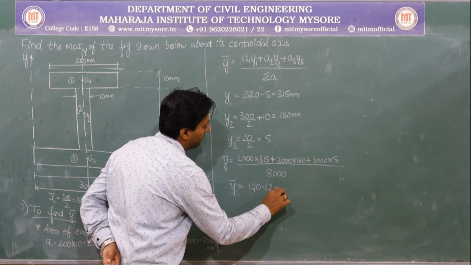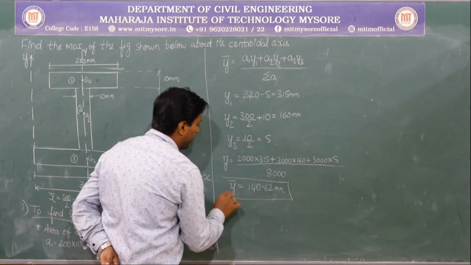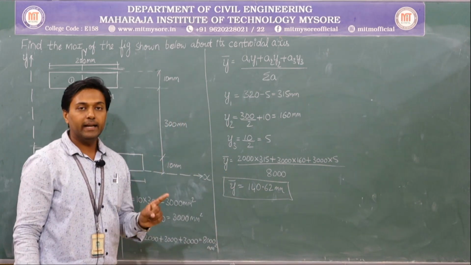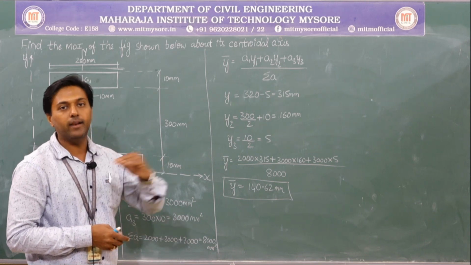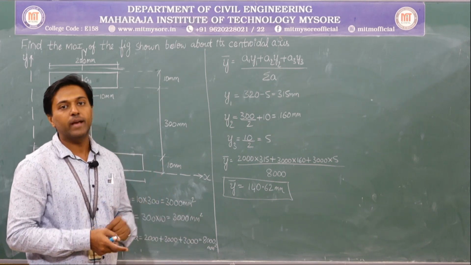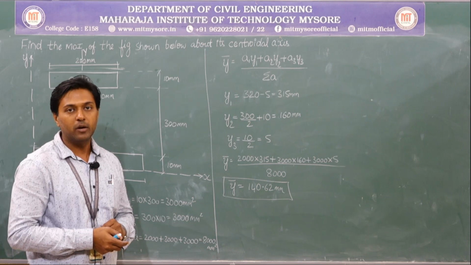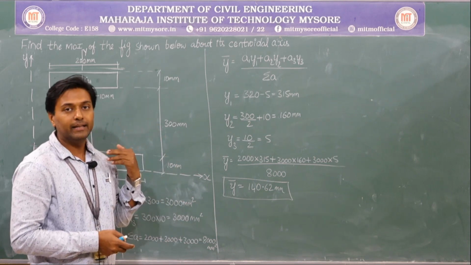140.62 mm. So please remember one thing. While calculating the moment of inertia, if they are asking us to calculate it about the centroidal axis, so first you need to calculate the centroid. Okay, then only you can calculate the moment of inertia.